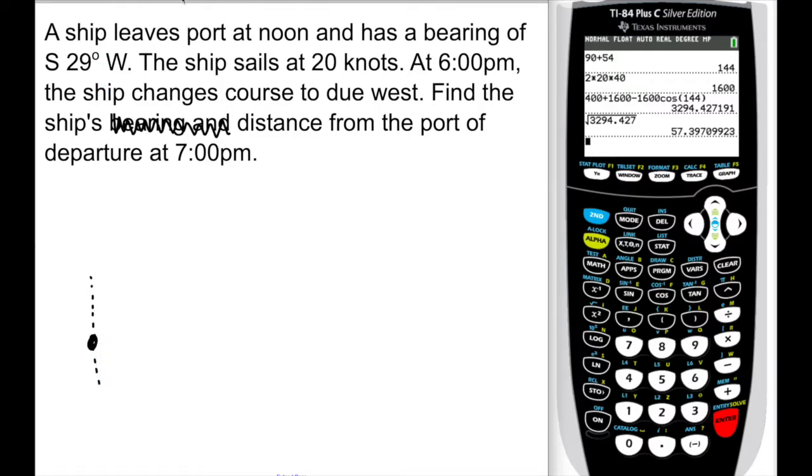I'm actually going to reorient this picture because I just realized that we're going west of south. So I'm going to start here. And here's my south, right? I know this would be due south. And I know that this would be due west, right? And so what's happening is my ship's going to go 29 degrees west of south, all right?